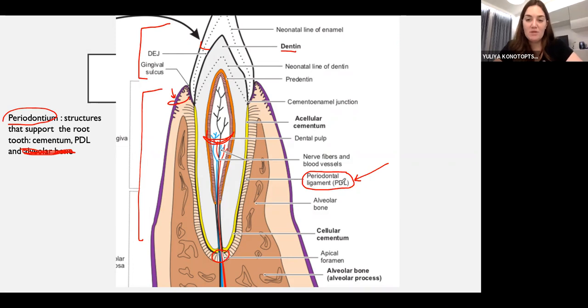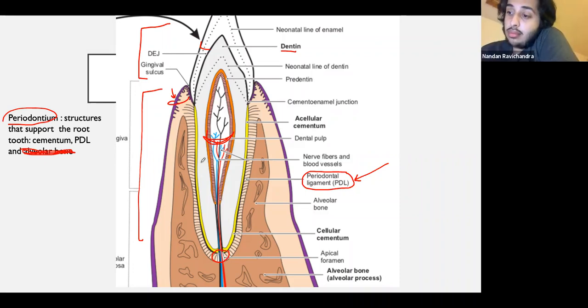So what do I mean? Periodontal ligament is a special type of ligament that connects the tooth to the bone directly. But do not forget that periodontum is not just the ligament itself, it's with the cementum. Cementum is included within the periodontum. Am I clear?